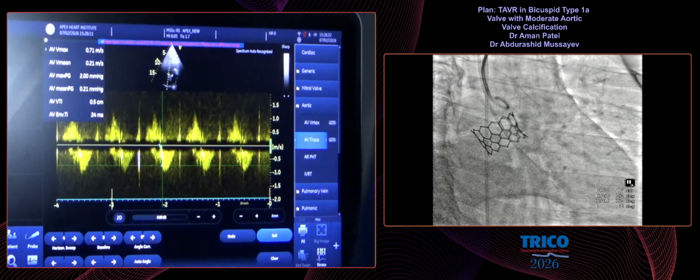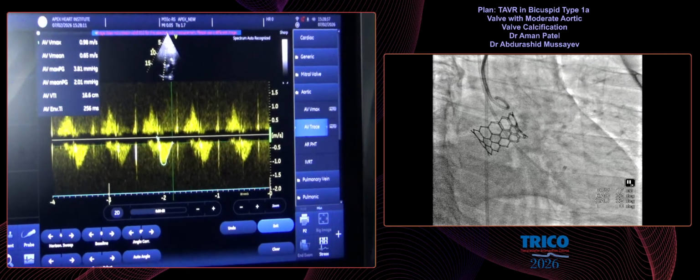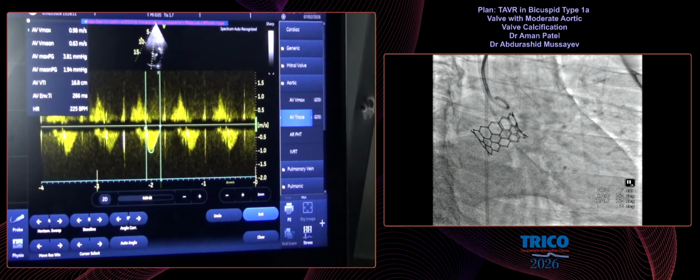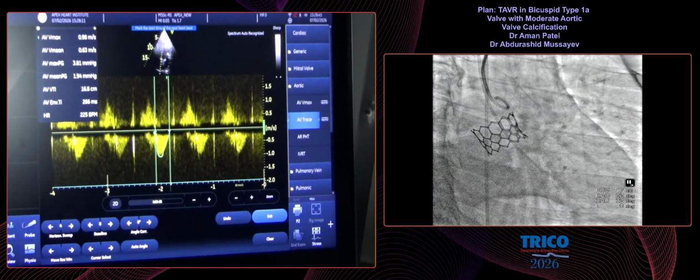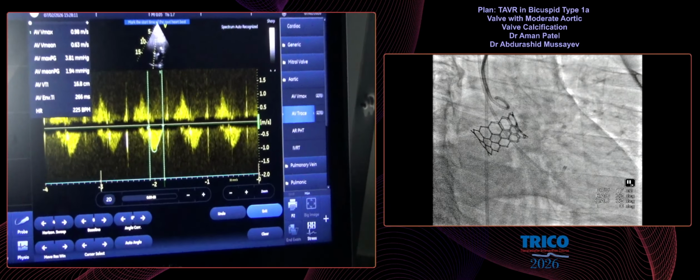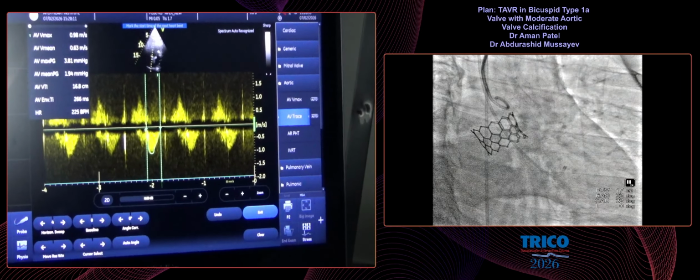Yes, thank you. Omar Abbas from Beaumont did a lot of work on the difference in mean gradient recovery on echo versus the direct measurement. Yes, there is a difference between echo and invasive gradient. We had 0 gradient on a simultaneous pressure measurement.